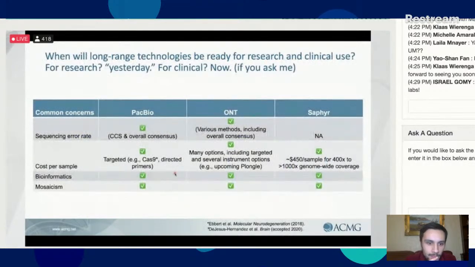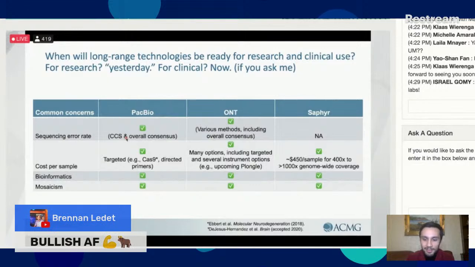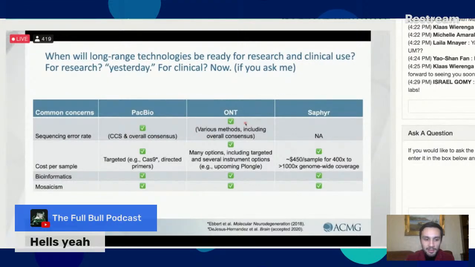So I know that there have been a lot of criticisms, or concerns maybe, with long-range technologies. And so the question might be, when is this ready for research or clinical use? Well, I'd say for research, it was ready yesterday. It's been ready for a long time. For clinical, I would say it's ready now, in my opinion. And so I want to address some common concerns. Sequencing error rate is probably the most common concern that I hear. I would say that's no longer an issue. With PacBio, they have circular consensus sequences, and you can easily get well above 99% individual nucleotide accuracy. Similar with Oxford Nanopore technologies.